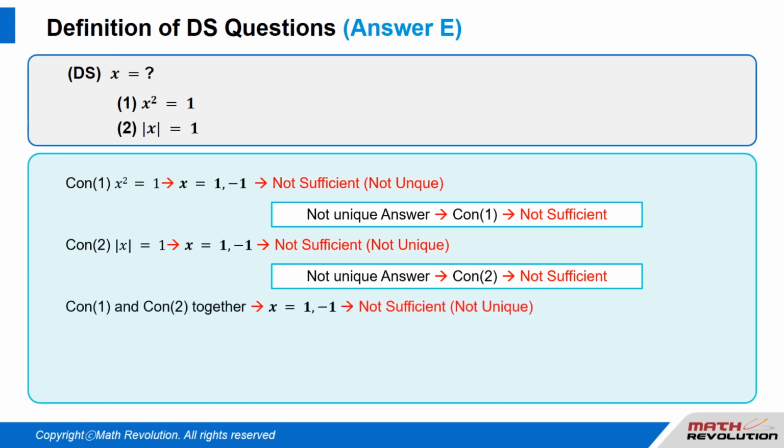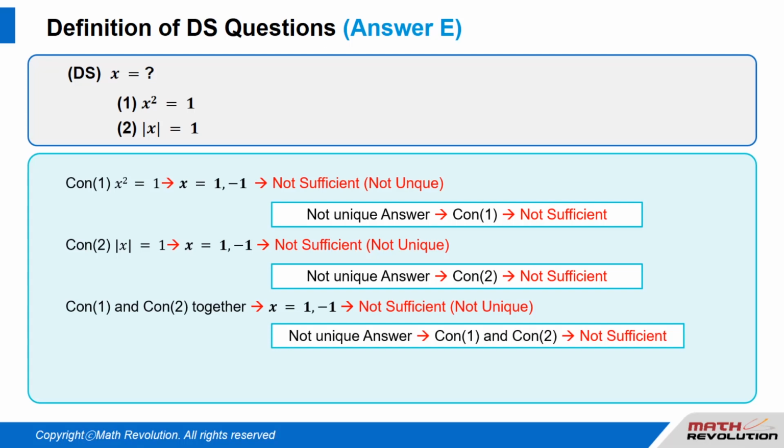Using both condition 1 and condition 2 together, we get x equals negative 1, or 1. And the answer is not unique, so both condition 1 and condition 2 together are not sufficient. This is the worst case. Using both condition 1 and condition 2 together is not sufficient. That is, we cannot find a sufficient condition after trying everything possible.